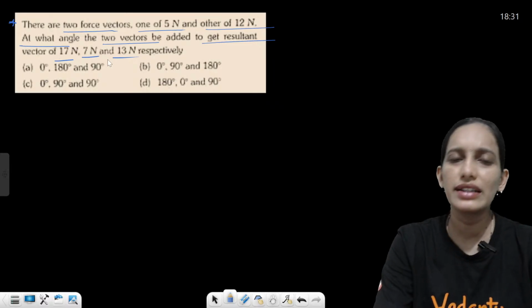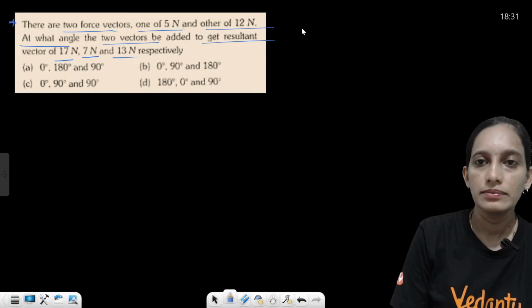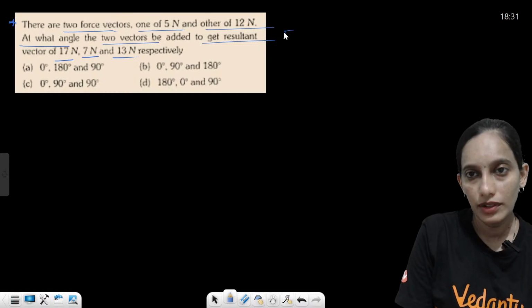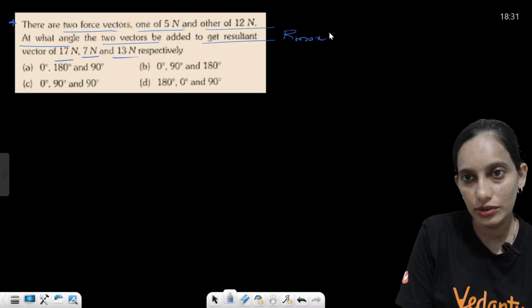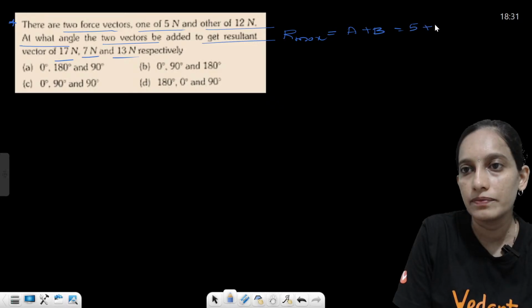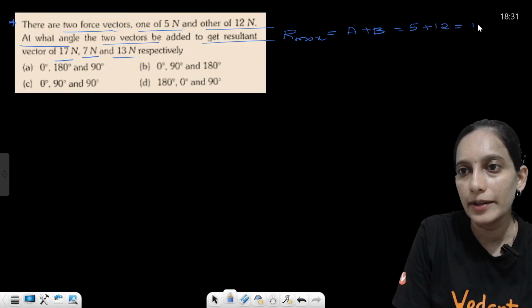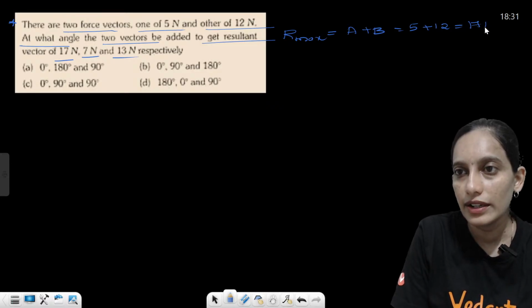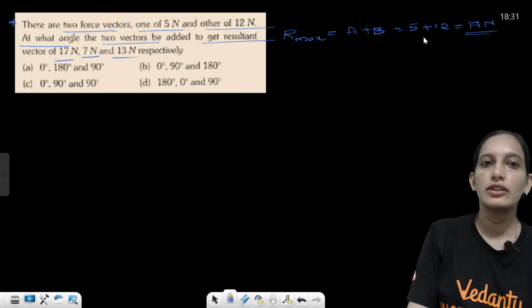Okay, here is a quick easy method. Two vectors are given, so first you find out the maximum possible resultant. R max is A plus B, right? The sum of the given two vectors, 5 plus 12. So that is 17 here, right? Luckily, we got one of the cases we need.